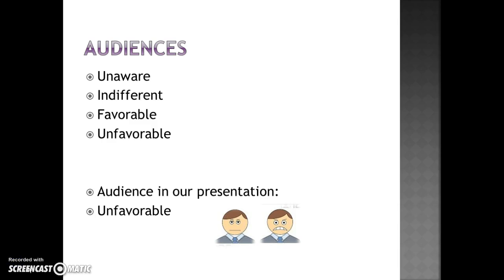The next is type of audience. The unaware audience has no information about your topic. The indifferent audience knows a little about the topic, but they are not interested. Favorable audiences usually agree with the topic that you are giving and they participate during the presentation. The unfavorable audiences are the toughest audiences for a presenter. They're usually angry for having to be at a talk, or sometimes they just do not agree with any of the points that you are giving.